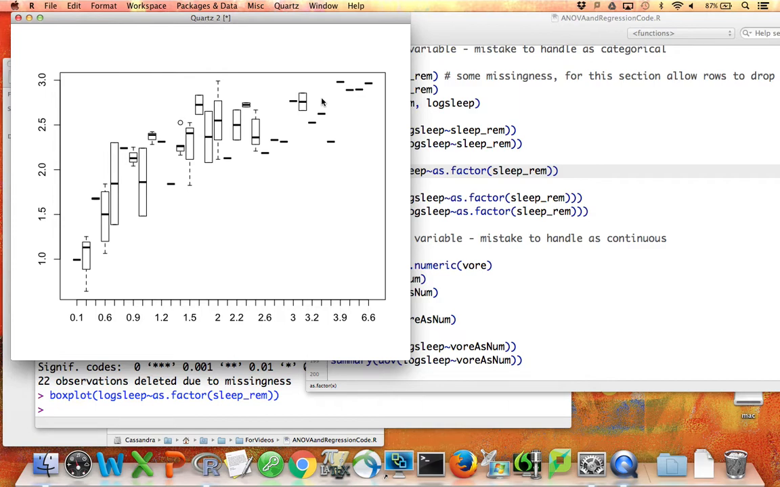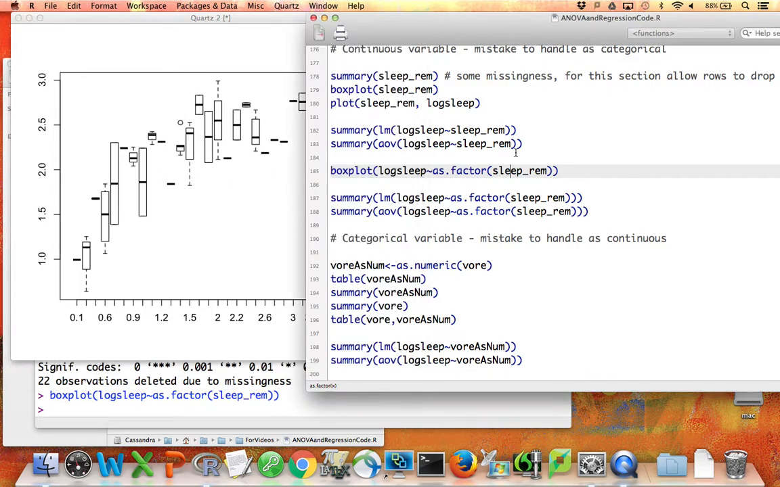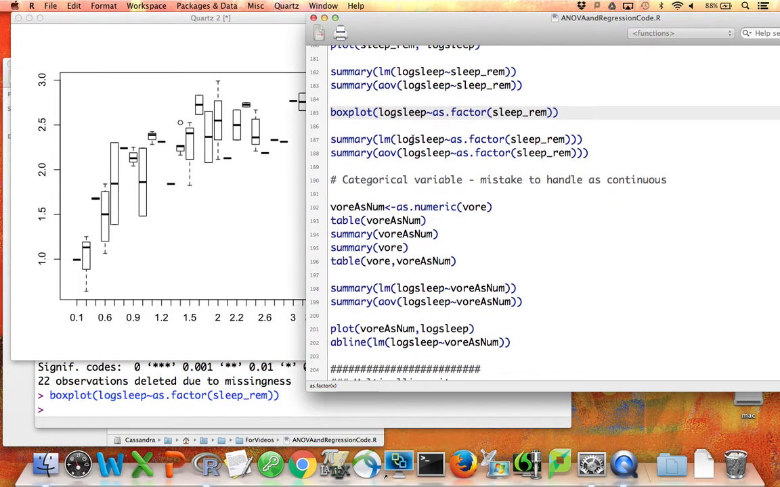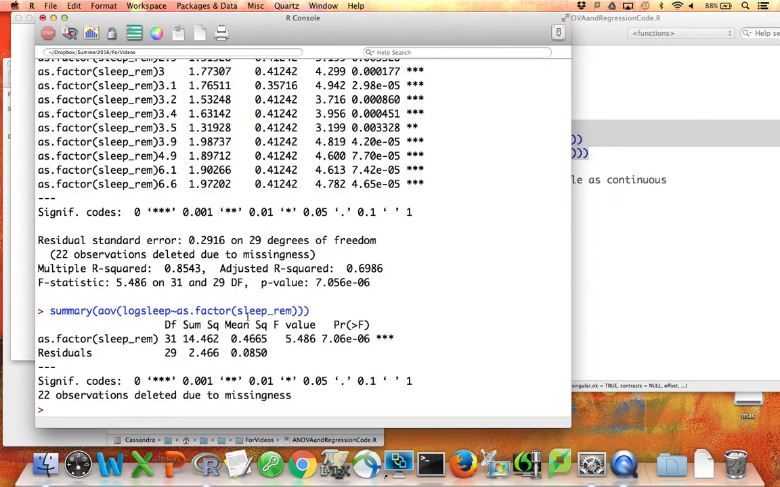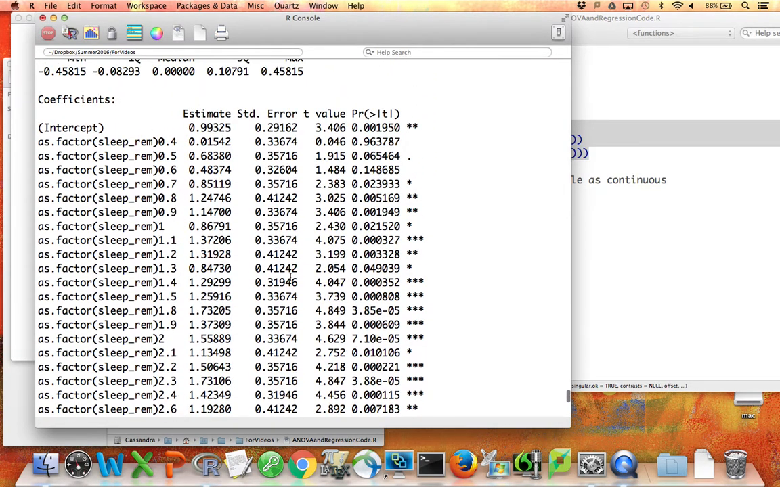But what if we incorrectly use this predictor as a categorical predictor? We're not going to be taking into account the fact that as REM sleep increases, there's some particular way that log of sleep increases. Rather, we're going to be thinking about each of these box plots as a separate entity with no particular ordering to them. So if I run the linear model and also the Anova, because it's the same model, just with different default output, of log sleep on the factor version of REM sleep, I should be able to tell immediately that something went wrong. So it's important that you know how to identify a situation like this.